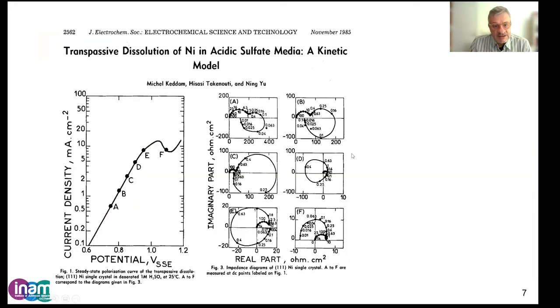This type of analysis has been done for many years in electrochemistry, for example. So these are results from 1995 from Keddam and co-workers. And this is a current voltage curve. It has a negative resistance sector going down.